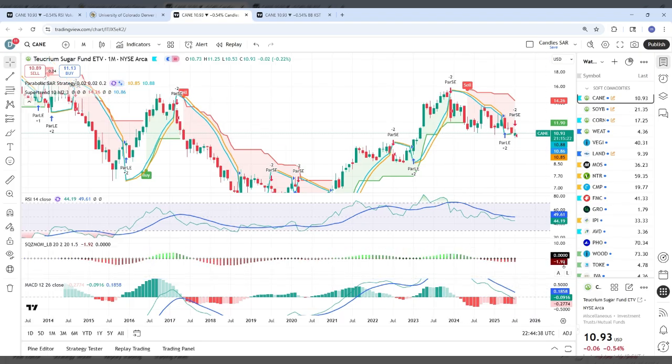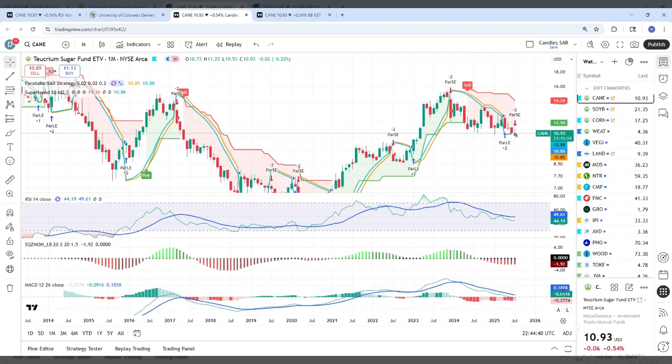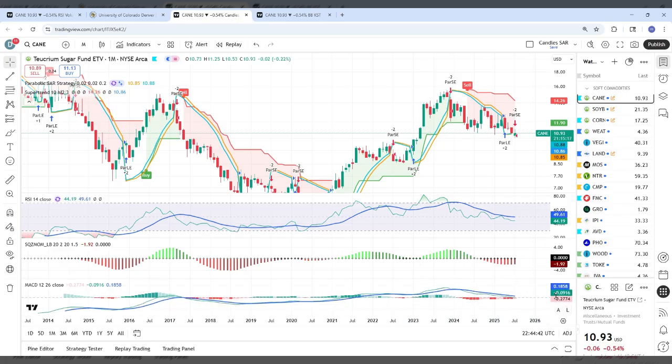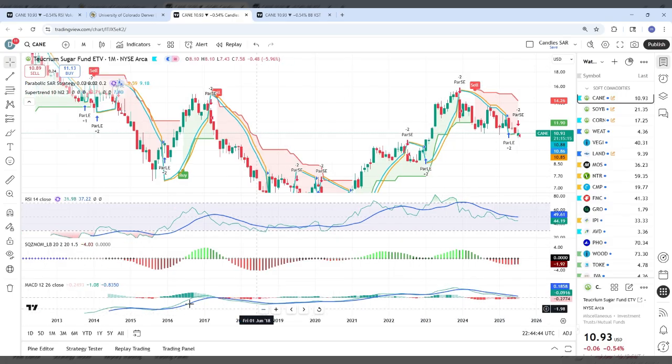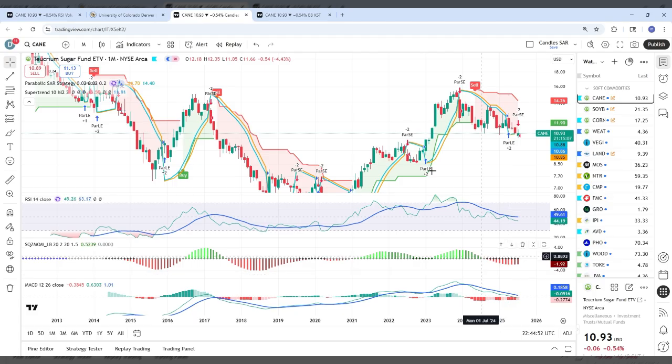And this is monthly. If we look at the MACD, we can see that this is an overall trend up. So hopefully it's bottoming out and getting ready to go up again.